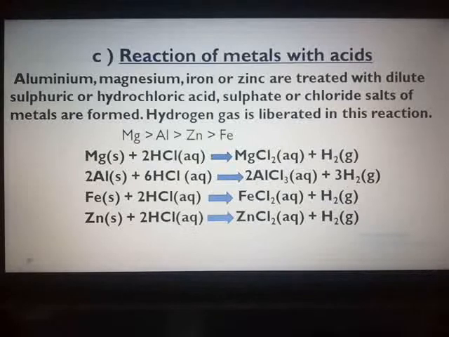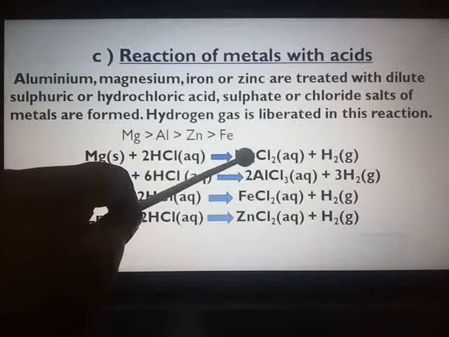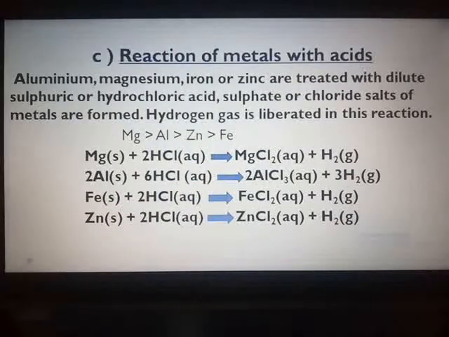Now, when the different samples of metals like aluminium, magnesium, iron, zinc are treated with acids, that is either dilute sulfuric acid or hydrochloric acid, then the particular sulfate or chloride salts of that metals are formed. And when a metal reacts with any acid, then the liberated gas here is hydrogen. Magnesium reacts with HCl, that is hydrochloric acid, forming chloride. You can see sulfate or chloride. Sulfate is when they react with sulfuric acid. So magnesium chloride and hydrogen gas.